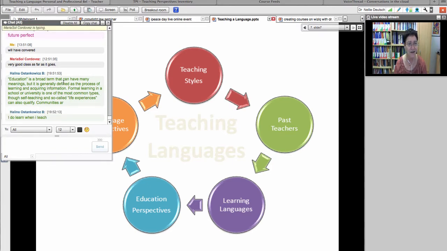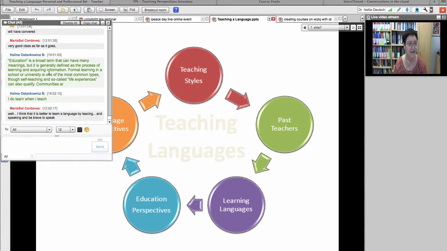Education, Helena says, is a broad term that can have many meanings, but it's generally defined as a process of learning. Yeah, but what is it for you? Formal education, formal learning, school. Yes, it is very formal. Well, as I said before, I don't know if you were here, Helena, when I was in grade 8, I made a speech about education, and I said that it's a value. Education is a value. That's how I started. I don't know where it came from. Yes, you need to be brave. Okay, any other comments?